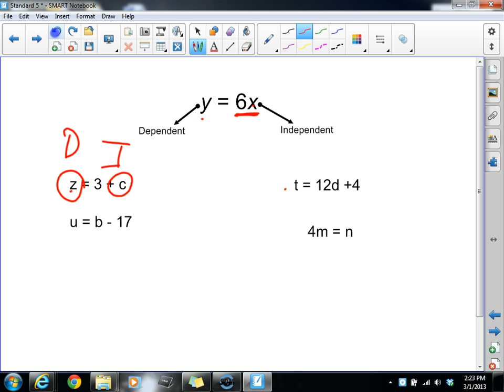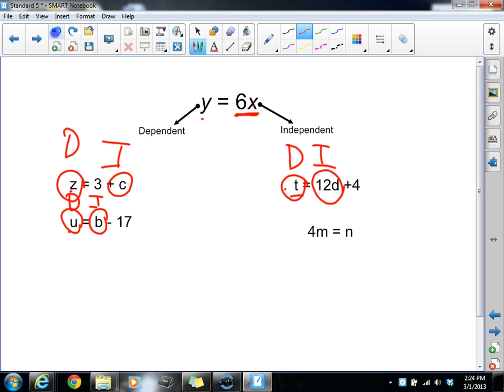Let's go to this next one over here. t equals 12d plus 4. Once again, I cannot find t until I know d. So d is going to be the independent variable, and t is going to be the dependent variable. All right, last two. Now this one's pretty easy because I just kind of set it up. u equals b minus 17. I can't figure out u until I figure out b.